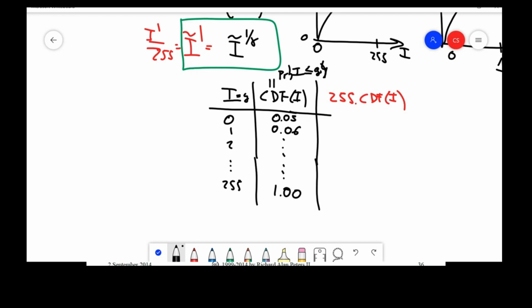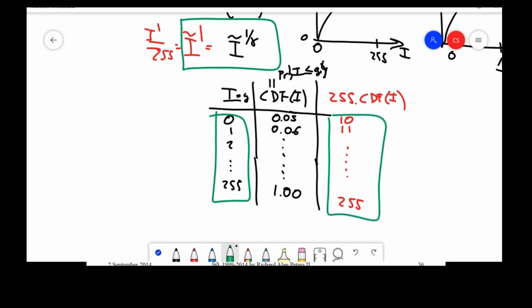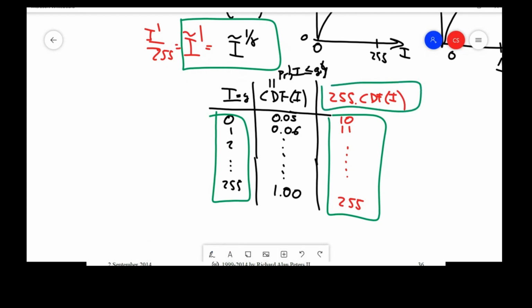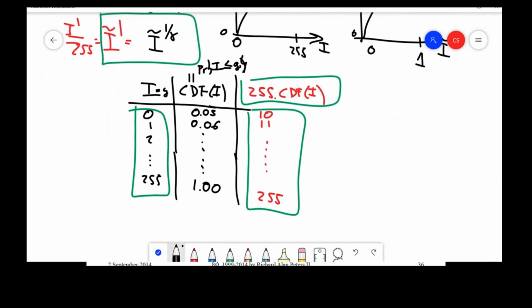Now I multiply this by 255 and quantize it. 255 multiplied by 5%, I don't know, is 10, let's say. So this would be 10. You do the multiplication yourself. And this is 11. And it goes all the way to 255. But now if I look at this, I have a lookup table. So what if I use this function as my lookup table? That is called histogram equalization.